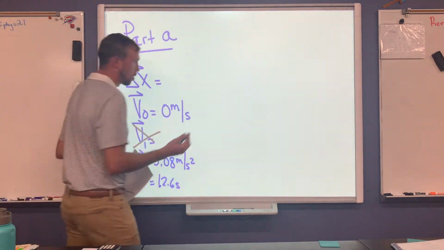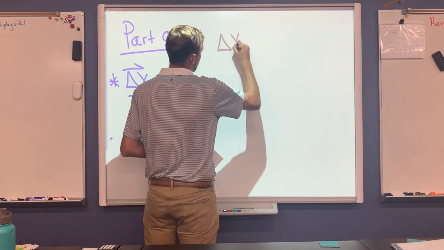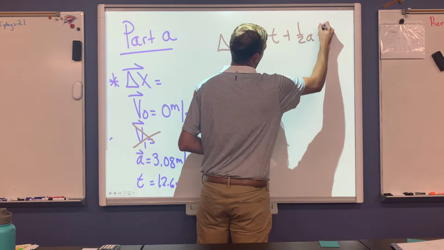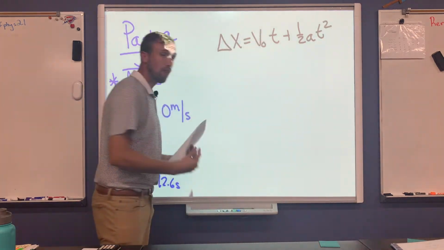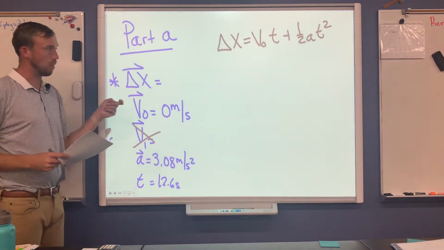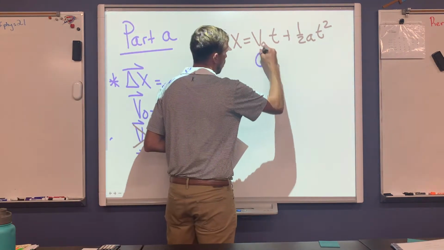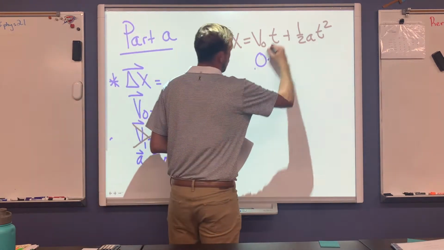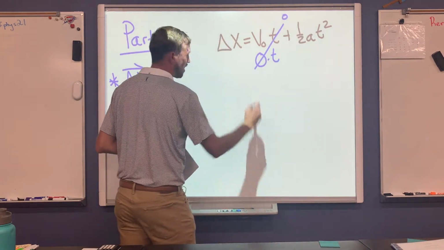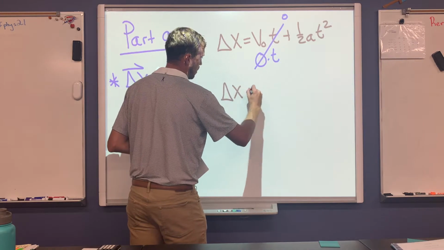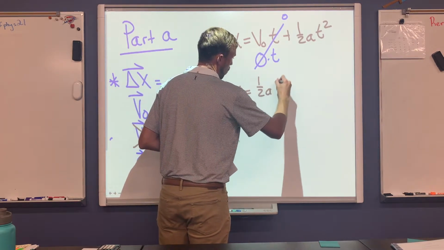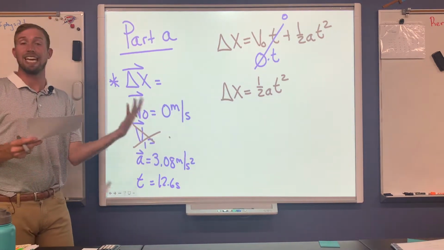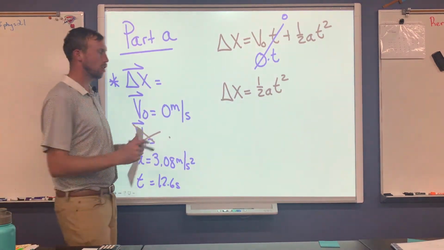Which tells me I should likely use equation number 2. Delta x is equal to initial velocity times time plus 1/2 a t squared. Now, if I look at my variable list, my initial velocity here is 0. So 0 multiplied by time, which is 12.6, 0 multiplied by any value is going to multiply out to 0. So I can simplify my equation down to this: delta x is equal to 1/2 a t squared, because my initial velocity is 0. I can't always do that, but I can here because of that initial velocity.